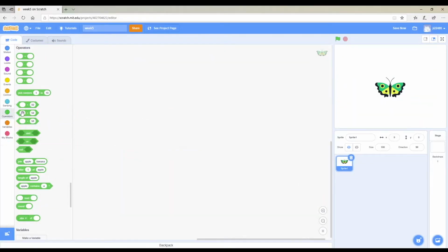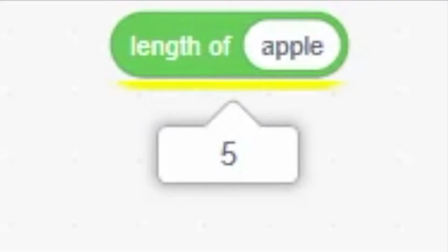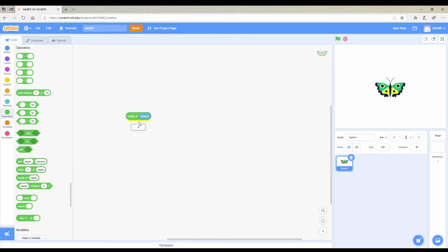Just moving along here, the length. This sees how long the word is and turns that into a number. So apple, 5 letters, this will be 5. Again with the answer, you can ask what's your name, and then you can get the length of the answer. Right now it says 4 because the default is null. You don't have an input because it didn't ask what's your name. They don't have anything for answer yet. So the placeholder in most coding languages is null.